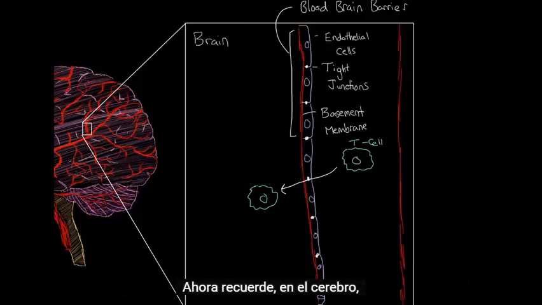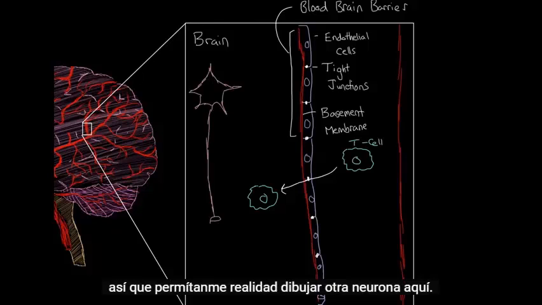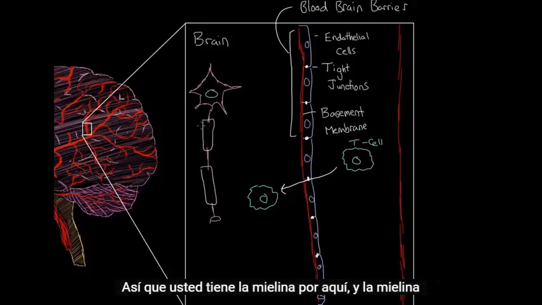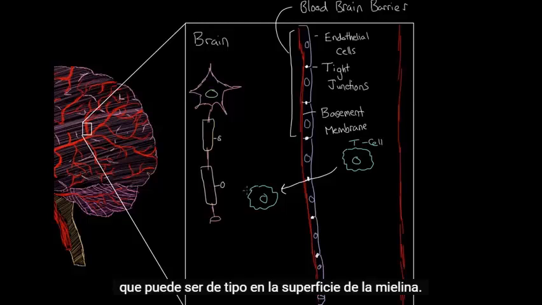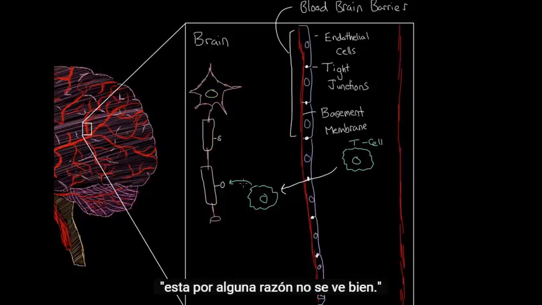Now remember, in your brain you have a whole bunch of neurons, right? So let me draw another neuron over here. You have the myelin over here, and myelin has some pretty distinctive features on it, right? It's going to have some proteins that may be at the surface of the myelin. The T cell may go to that protein and recognize it and say, hey, this for some reason doesn't look good. For some reason this looks foreign, and I think that we should start to attack it. And of course it's mistaken, because it thinks that it's foreign, but in reality it's part of the body.